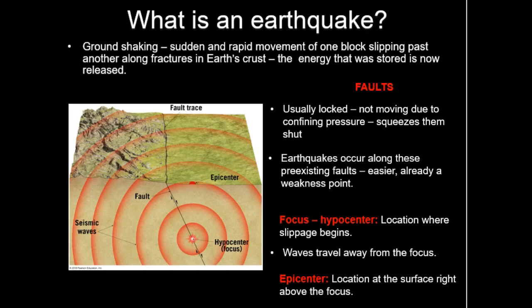So these are already, again, points or planes of weakness that are typically pre-existing fractures from a previous earthquake, from a previous movement. So the exact location along the fault where the slippage begins is called the focus or the hypocenter. So this is going to be this location where the slippage is going to start. And the seismic waves, as you're seeing, and we will look at in further detail later, will radiate outwards from that focus or hypocenter point.